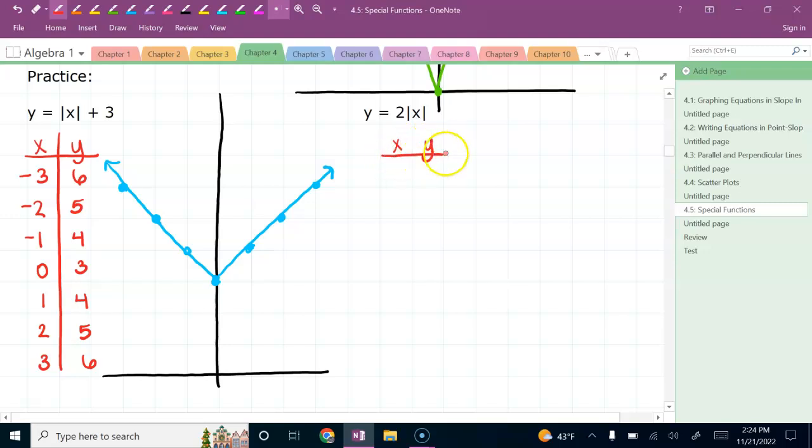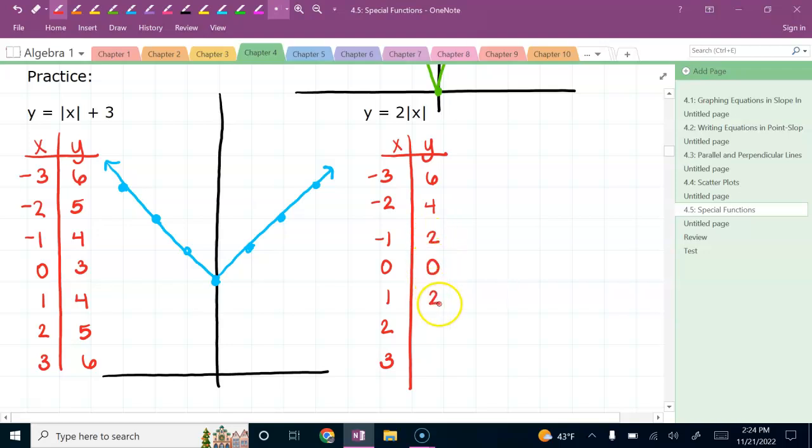For this next one, you should have taken 2 times the absolute value of all your numbers. And I should have been safe using the same set of numbers we've been using in this section. So I would have gotten 6, 4, 2, 0, 2, 4, 6.